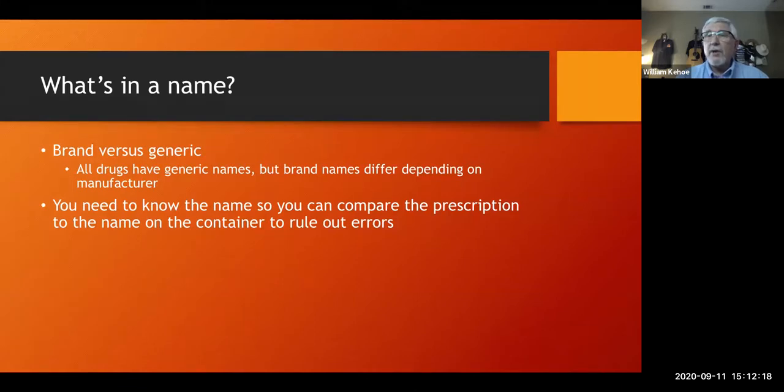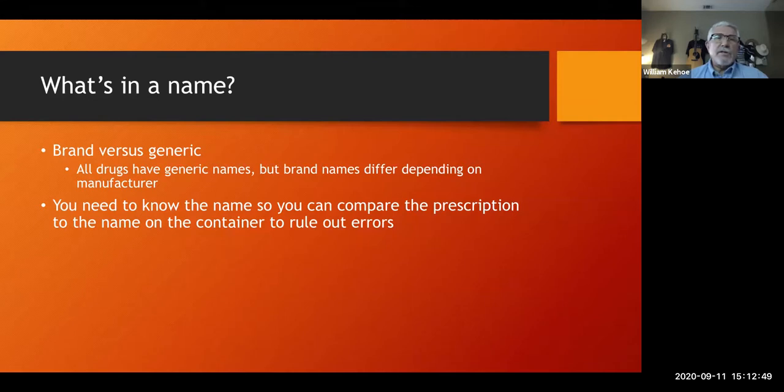The bottom line is that my family takes generics and I'm very comfortable with those. There are some specific instances, possibly certain kinds of anticonvulsants for seizure control. There's been some conversation about brand versus generic in that situation. Nevertheless, many people still take the generics. So that's kind of my take on that. I'm very comfortable. Personally, my prescriptions are all generic.